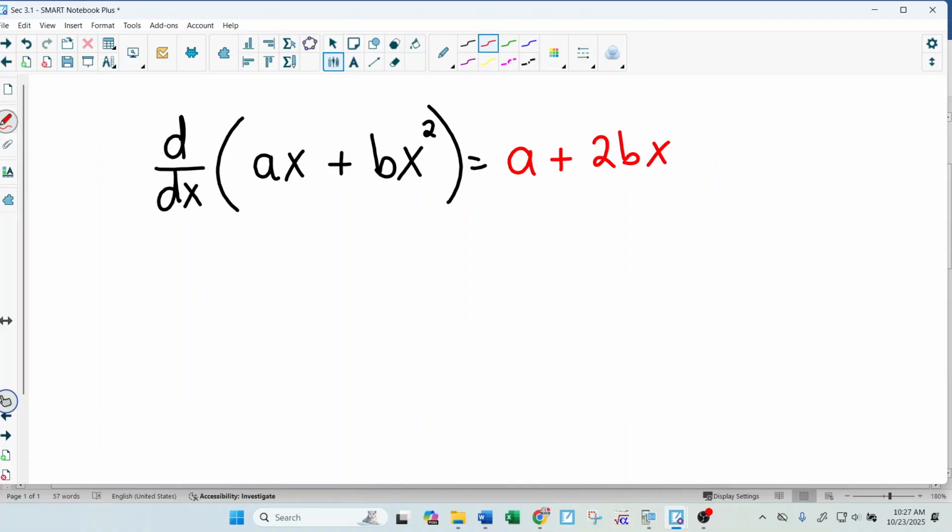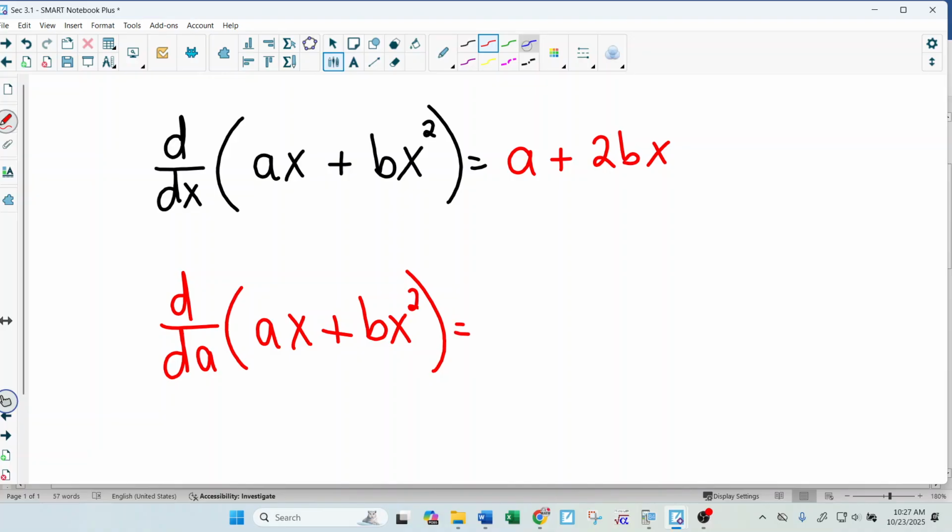Now, imagine if I did this. d dA. Now, what's my variable? A. So what is the derivative of ax if a is the variable? Just x. See how it changes based on what I have out front for what the derivative is? What would be the derivative of bx squared with respect to a?